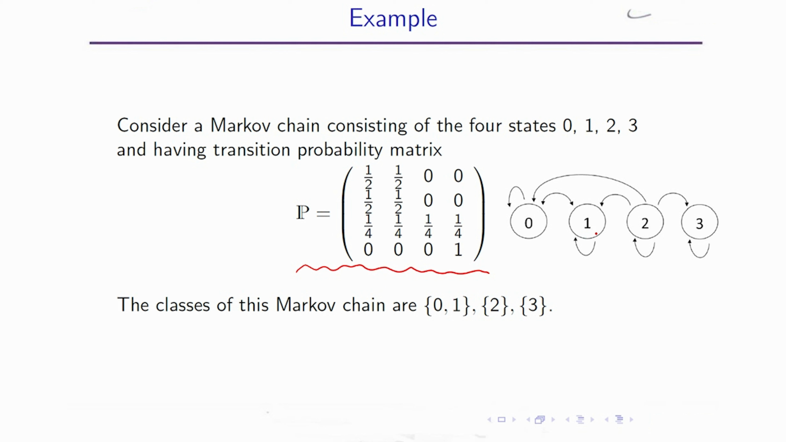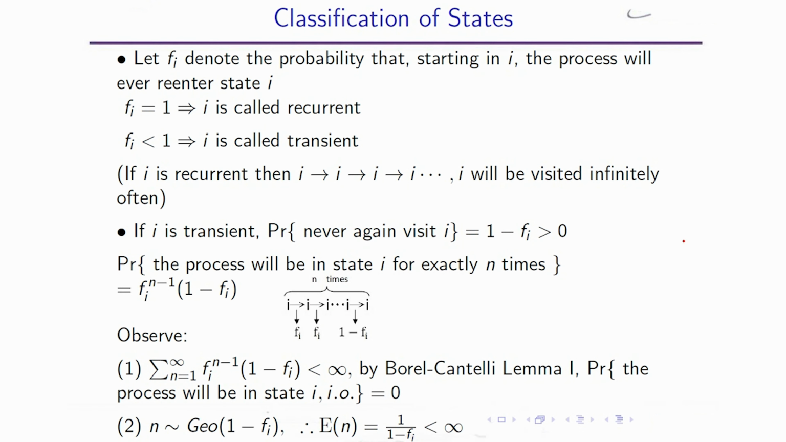But then, how about 1 and 2? 2 can go to 1, but there is no way that 1 can go to 2. So 2 and 1 do not belong to the same class. And similarly, 2 can go to 3, but 3 cannot go to 2, right? So 2 and 3 do not belong to the same class. So it turns out that 0 and 1 belong to the same class, 2 belongs to one class by itself, and 3 belongs to one class by itself.